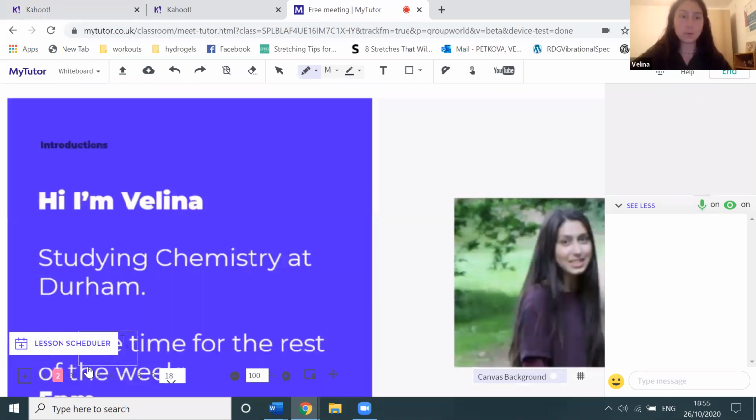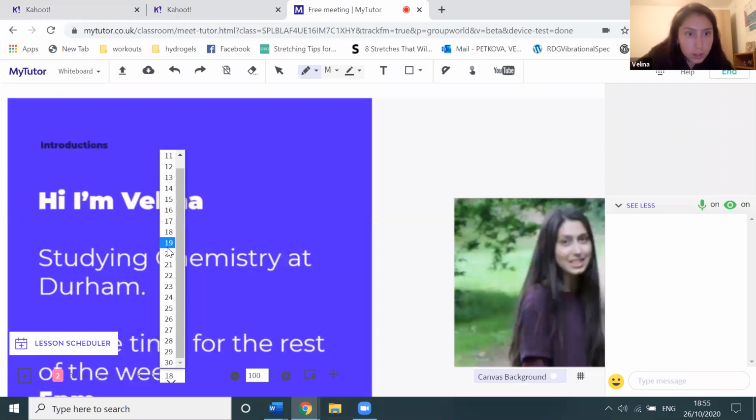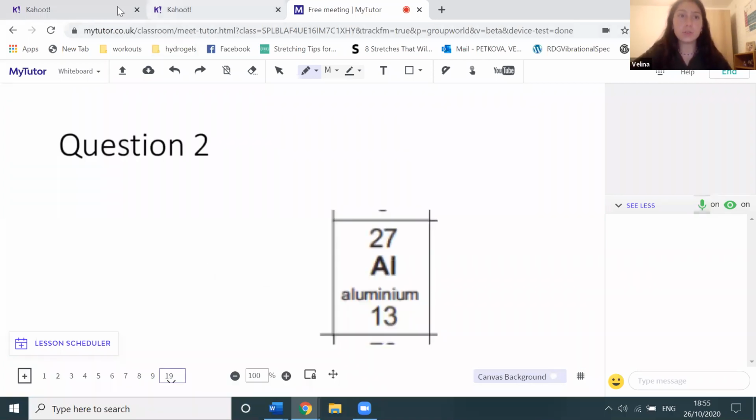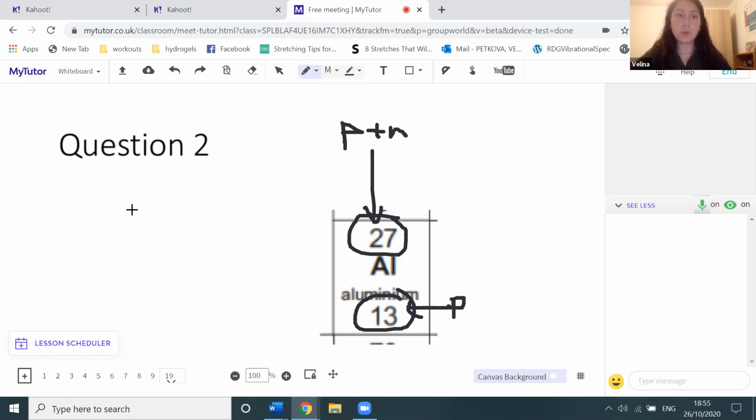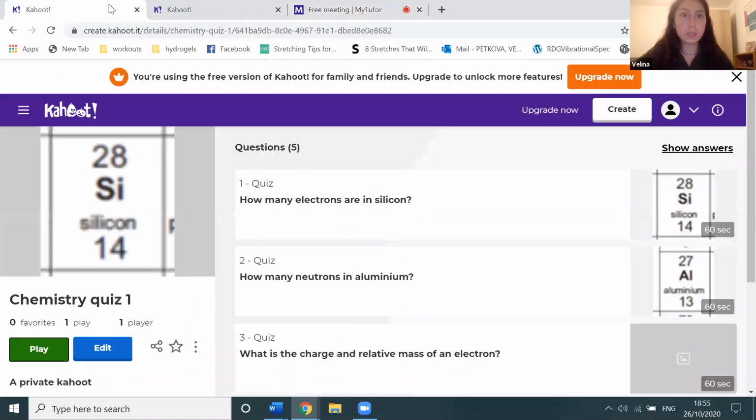Okay, next one. Oh, sorry. So how many neutrons were in aluminium? So we know that the bottom number, like we said, was the proton number, so that's number of P. We know from before that the mass number tells us the number of P and N. Therefore, if we do 27 minus 13, we're going to get our number of neutrons as 14. That's why the answer is 14.